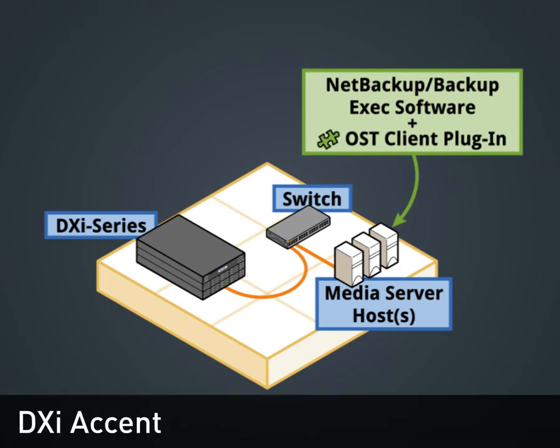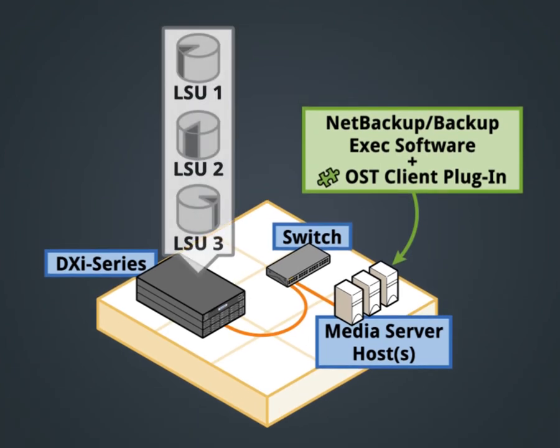DXi Accent reduces the amount of data transferred between the media server and the DXi by deduplicating data on the media server. When DXi Accent software is enabled, part of the deduplication process is distributed to the media server so that only unique blocks are moved to the DXi system during the backup process. Refer to the DXi-Series Configuring OST Backups video for a demonstration on where you can enable DXi Accent for OST backups.